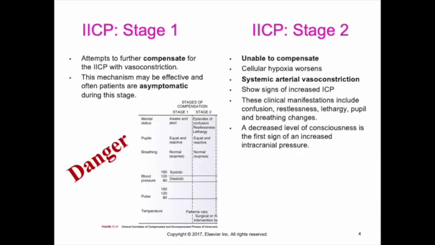So now that you've got an overview, let's talk specifically about stage 1 and stage 2. Stage 1 is a phase of potential danger, okay? And it's from one of the complications listed previously that we talked about, right? In stage 1, intracranial hypertension, vasoconstriction, and external compression of the venous system occur in an attempt to decrease the ICP. It's trying to compensate.